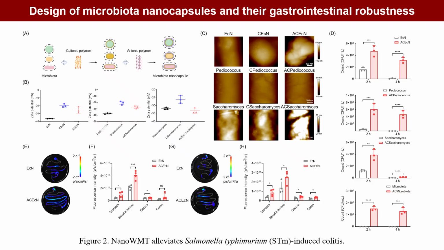We assembled microbiota nanocapsules via electrostatic layer-by-layer deposition of bioactive chitosan, positively charged, and sodium alginate, negatively charged. We first evaluated the feasibility of nanocapsules using regenerative gut microbes, including Escherichia coli Nissle 1917, ECN, gram-negative bacteria, Pediococcus, gram-positive bacteria, and Saccharomyces. The results indicated that nanocapsules significantly improved the gastrointestinal tolerance of microbiota through layer-by-layer coating.